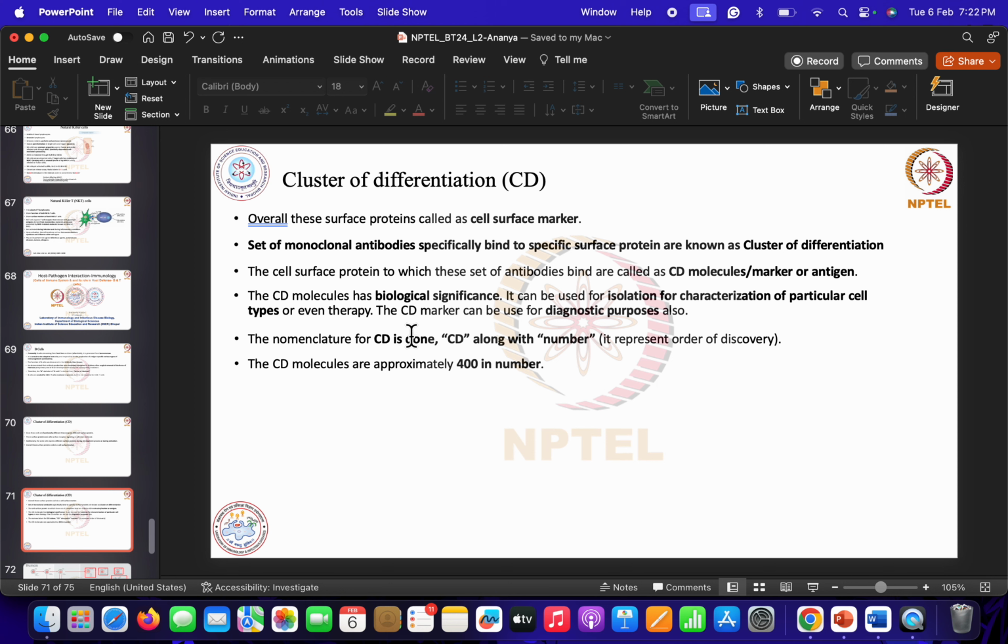The nomenclature of CD is done with CD along with a number, which represents the order of discovery. The CD molecules are approximately 400 in number.